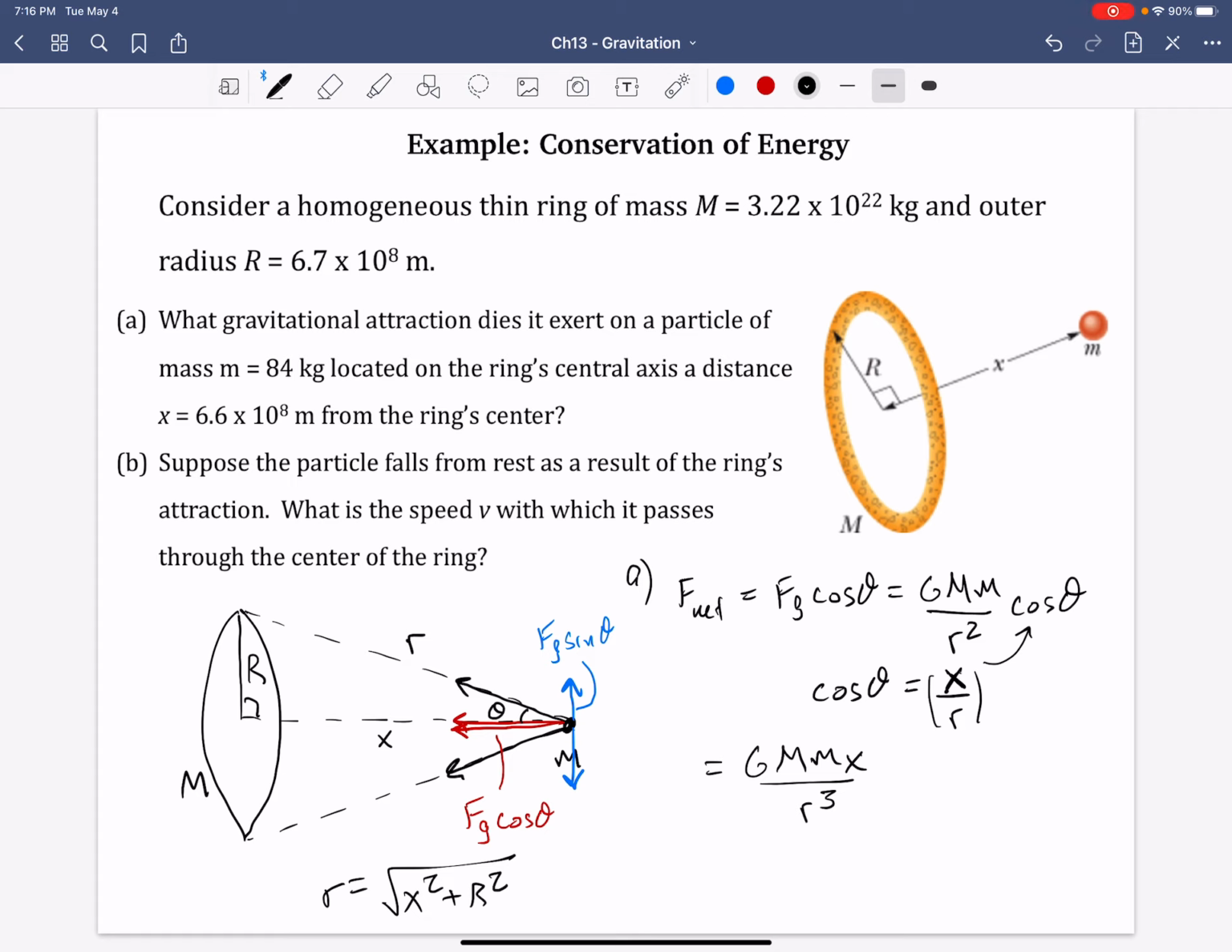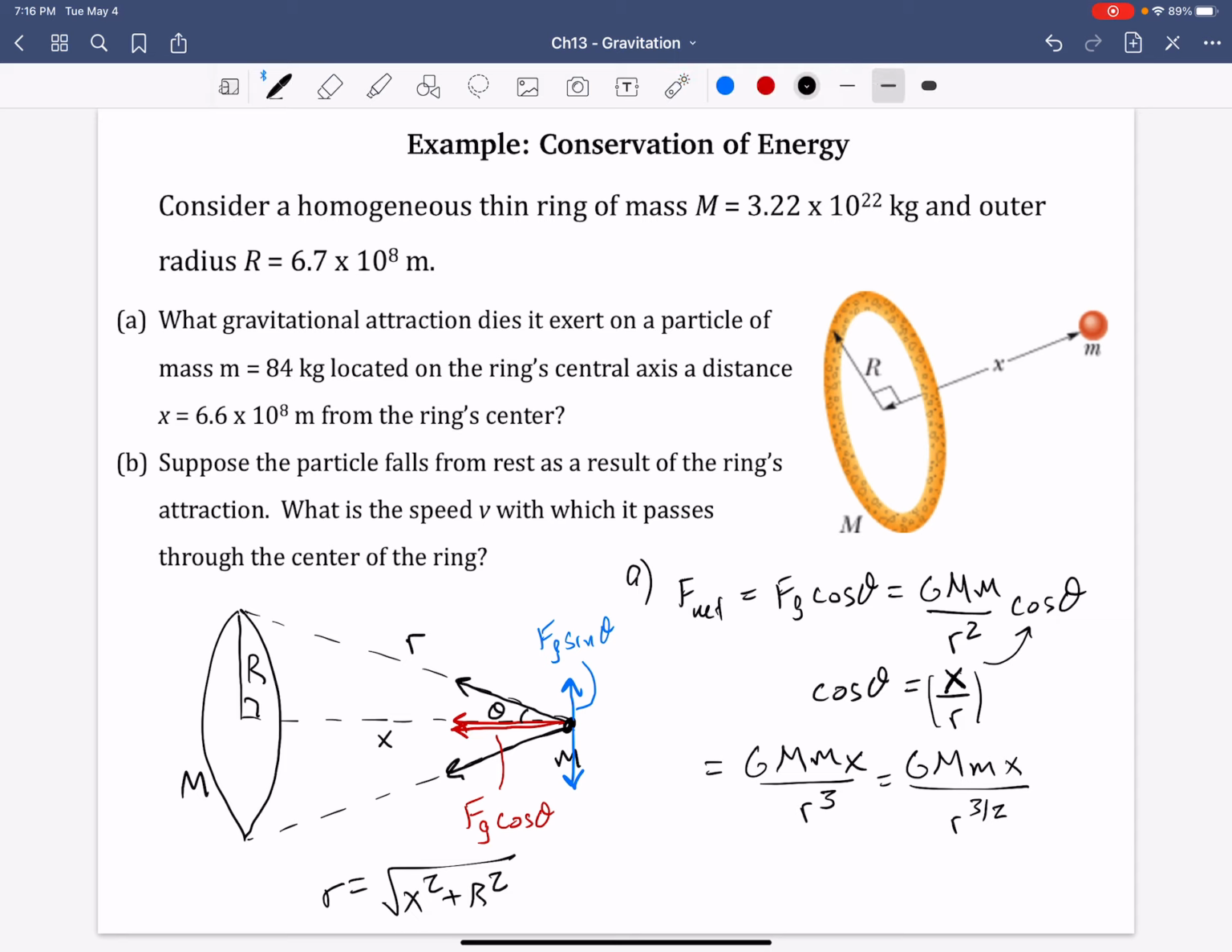So now if we plug that in, we get the following. G M m times x over that square root cubed. Well, that's the same as r to the 3/2. And now we know everything in that expression. G is a constant. The mass of the ring, it's right there. The mass of this object, the lowercase m, it says it's 84. The x distance the problem gives us, and r we can figure out because we know both of those.